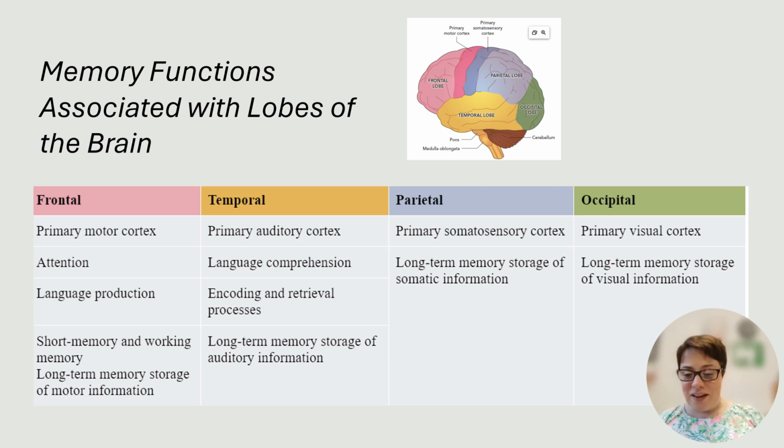Finally, the occipital lobe is going to be a really critical area, the visual cortex for recognition of visual stimuli, and also long-term memory storage of visual information. So being able to conjure up a memory where you're looking at someone's face, or you can sort of see them in your mind's eye, that's going to be processed in the occipital lobe.